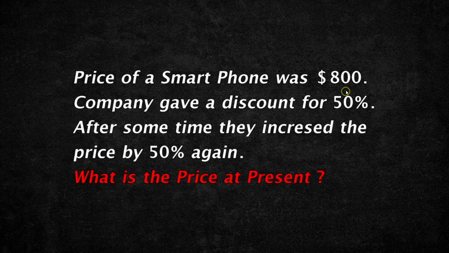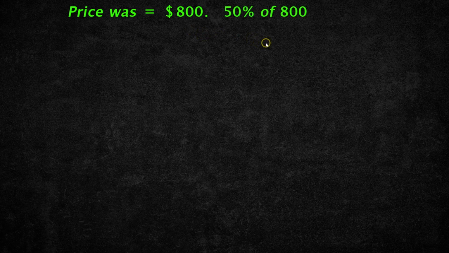It's not that 800 became 400 and then 400 became 800 again. Some students say the price is discounted by 50% and increased by 50%, so most people will say the price remains the same. So let's see it by the mathematical values. The price was $800 to start with. 50% of 800 was decreased.